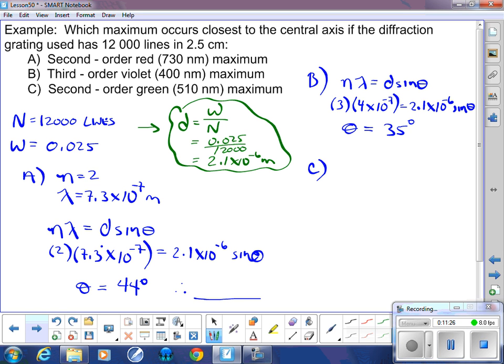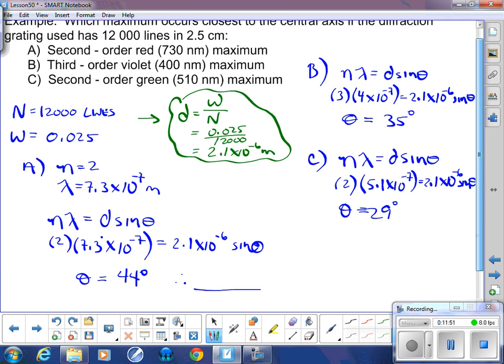And finally, second order green, so my n value will be 2, and they've given me the lambda for that. So 2 times 5.1 times 10 to the negative 7 equals 2.1 times 10 to the negative 6 sine theta. Calculating that angle, it is 29 degrees.